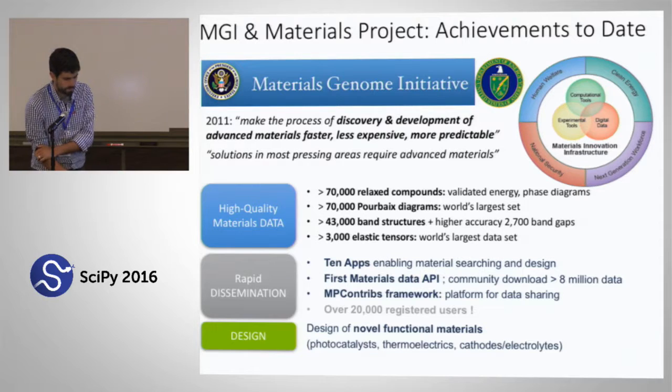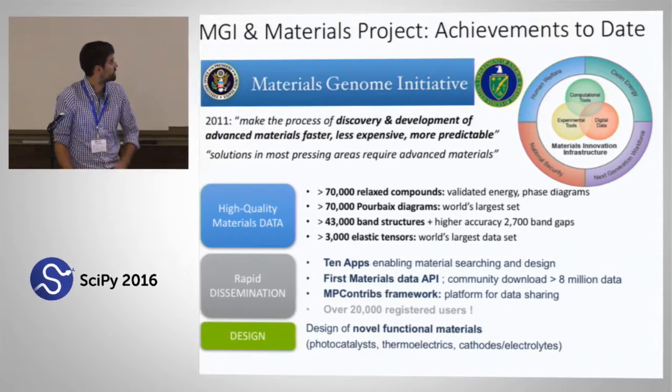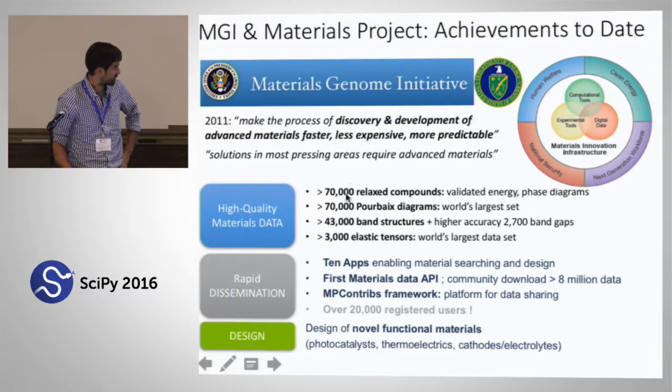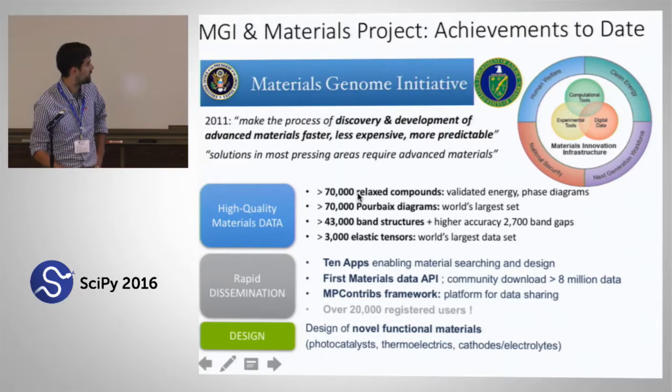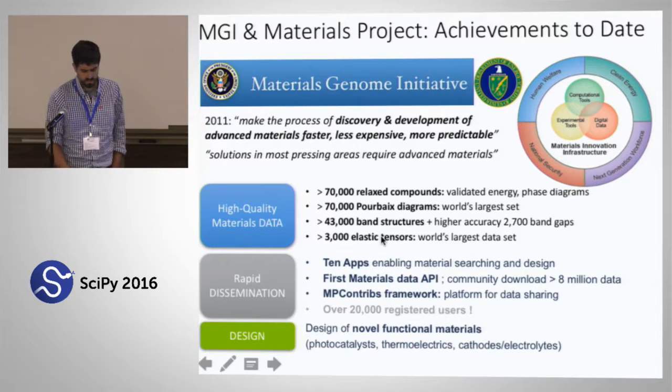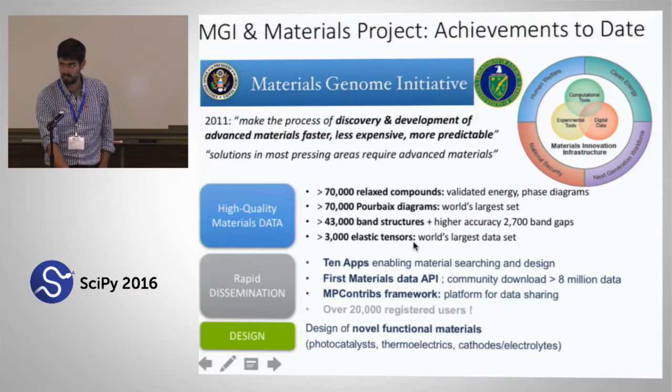We have a few things that are special about the Materials Project. One, we have high quality materials data, so we have about 70,000 relaxed compounds with their validated energies, their phase diagrams, and so on. We have Pourbaix diagrams, which is the world's largest data set. We have 43,000 band structures that keeps increasing. There are pretty intensive high performance computing tasks, and we have a few more band gaps that are higher accuracy. And very recently, we first started with, I think, 1,000 elastic tensors a year ago. That was the world's largest data set already, and we'll keep growing it.